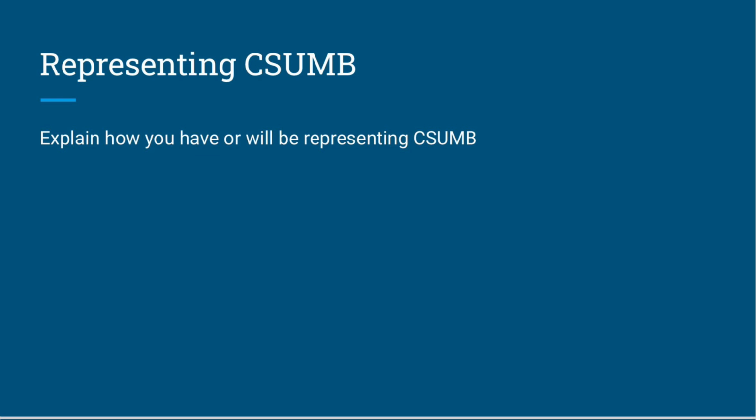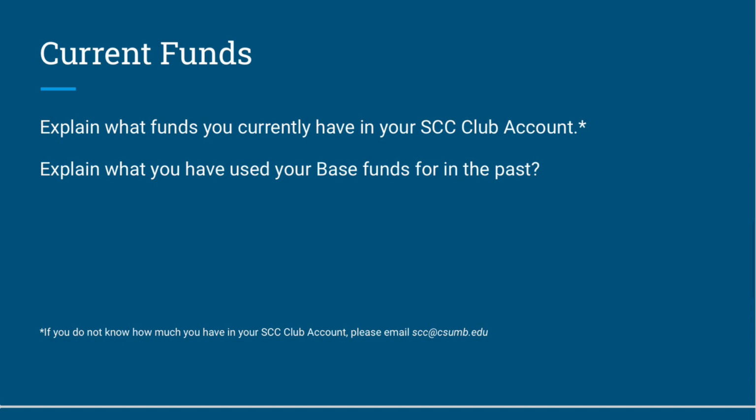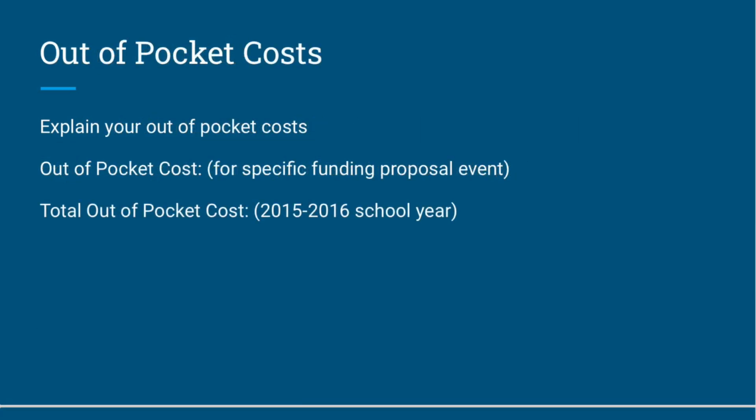And then we are going to move on to the numbers portion. You will need to supply the current balance of funds that you have in your club account, and then describe how you're planning to use those funds. This is important because if the council sees you have $10,000 in your club account and you're still asking for SCC money, they will want to know what's happening with that $10,000 and why you're not using it instead.